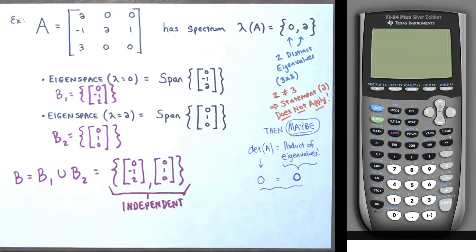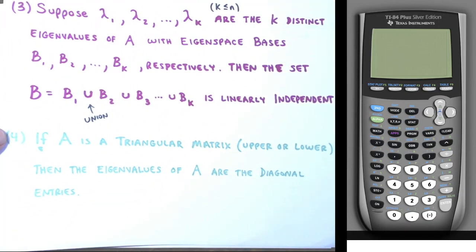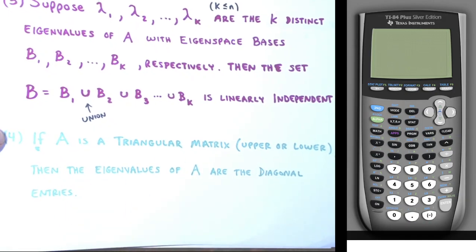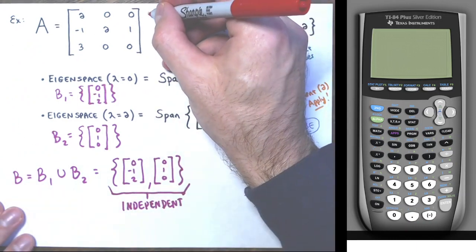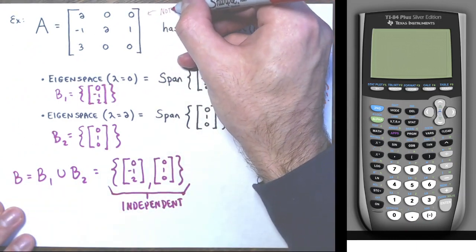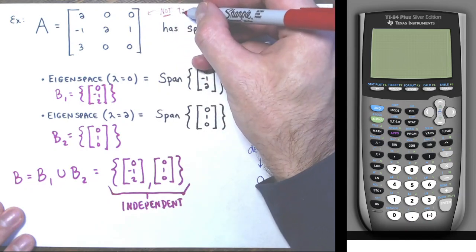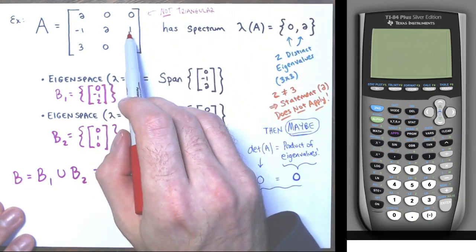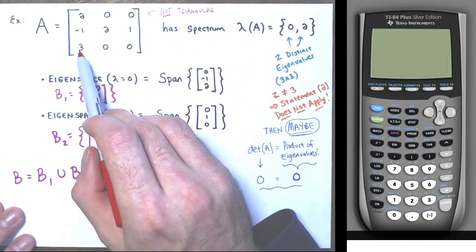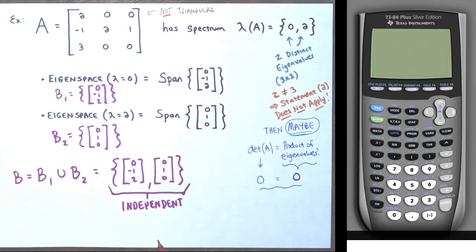Then statement 4 again does not apply. It says it only applies if A is triangular. Once again, this is not a triangular matrix, because you've got non-zero entries above and below the main diagonal. For a triangular matrix, you can only have non-zero entries all above, or all below, or neither. It could just be a diagonal matrix as well.